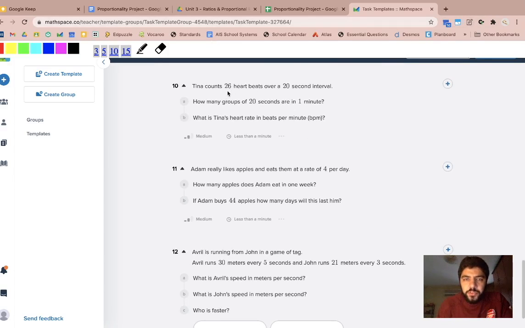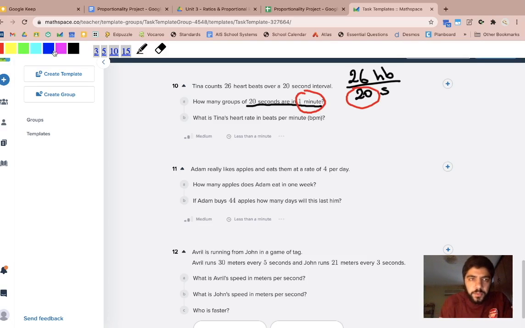It says Tina counts 26 heartbeats over a 20-second interval. And so the rate that we have is 26 heartbeats, I'm just going to say HB, over 20 seconds. All right. So it says how many groups of 20 seconds are in a minute. So it's not asking for the unit rate in seconds right now. It's just asking how many 20 seconds, because here we have a group of 20. So how many times does 20 basically fit into 1 minute?